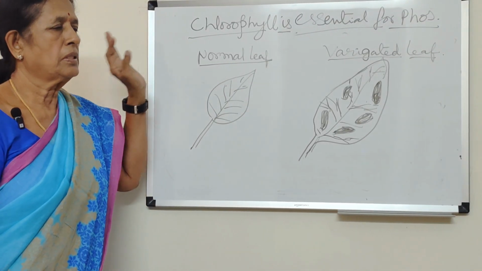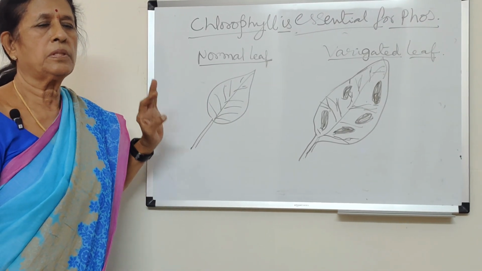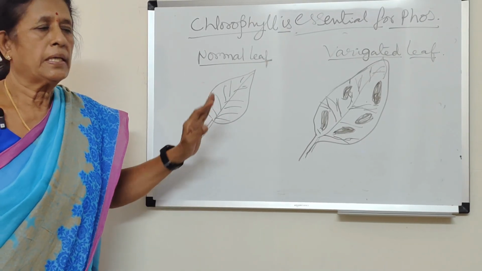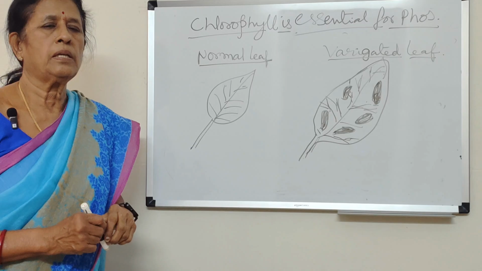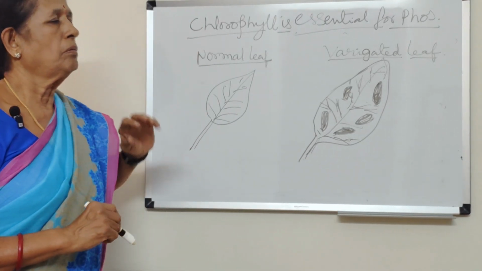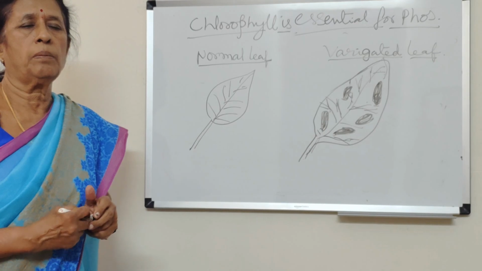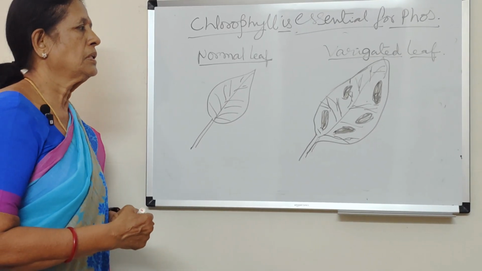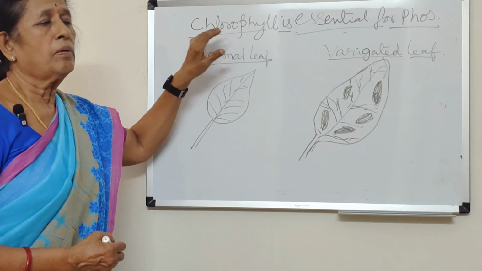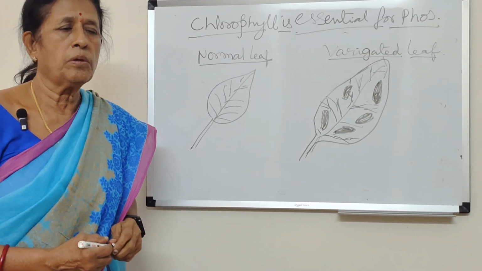So we have studied something about photosynthesis, and we came to know about the external structure of the leaf and the internal structure of the leaf, and we have shown already that carbon dioxide is essential for photosynthesis. We are going to prove chlorophyll is essential for photosynthesis. How do we prove?